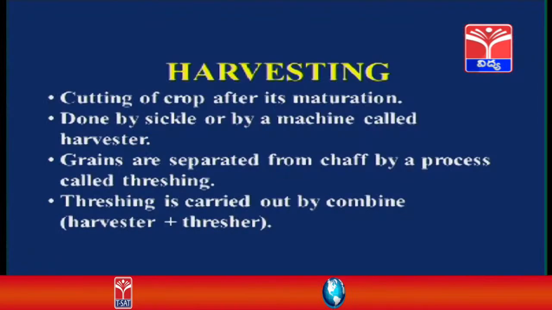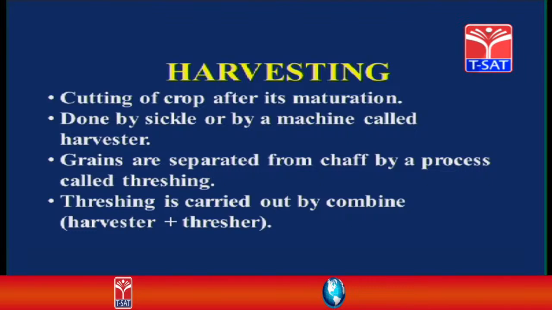So, the next step, final step, is harvesting. Here let us see what is meant by harvesting. Harvesting means nothing but cutting of crop after its maturation. And how is it done? It is done either manually or with the help of a machine. It is done manually by a sickle or by a machine called a harvester.